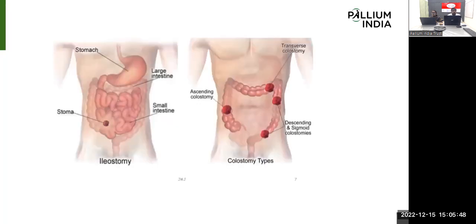You know, our large intestine is a hollow, tube-like organ. It has 1.5 meter or 5 feet length. This hollow organ we mainly divide into 4 parts: ascending colon, transverse colon, descending colon, and sigmoid colon. According to the colon part, the name of the colostomy will change. Colostomy in the ascending part means ascending colostomy, and vice versa, transverse colostomy, descending and sigmoid colostomies are there.